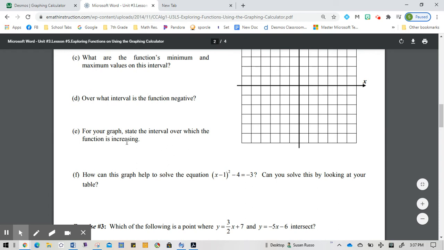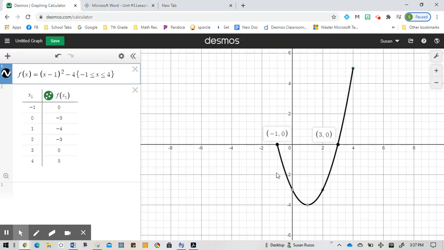It says, for your graph, state the interval over which the function is increasing. Well, again, we read a graph left to right. From here down to here, it's decreasing. And then at that turning point, it starts to increase. So the interval, the x values, would be from when x is 1 to when x is 4. So we'd say it's increasing. 1 is less than x is less than 4, because it's starting at x is 1 and then stopping when x is 4.